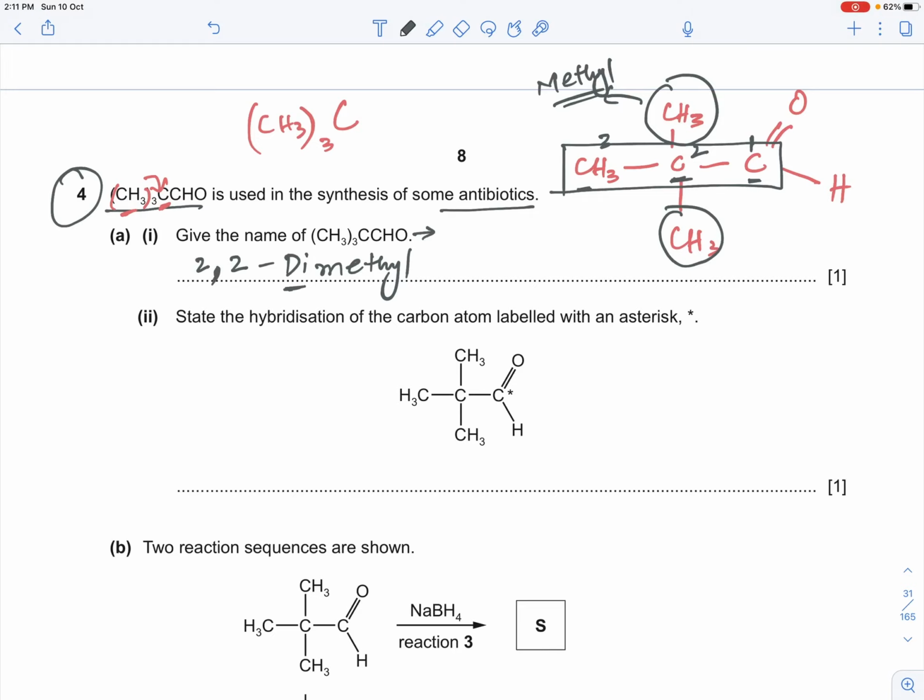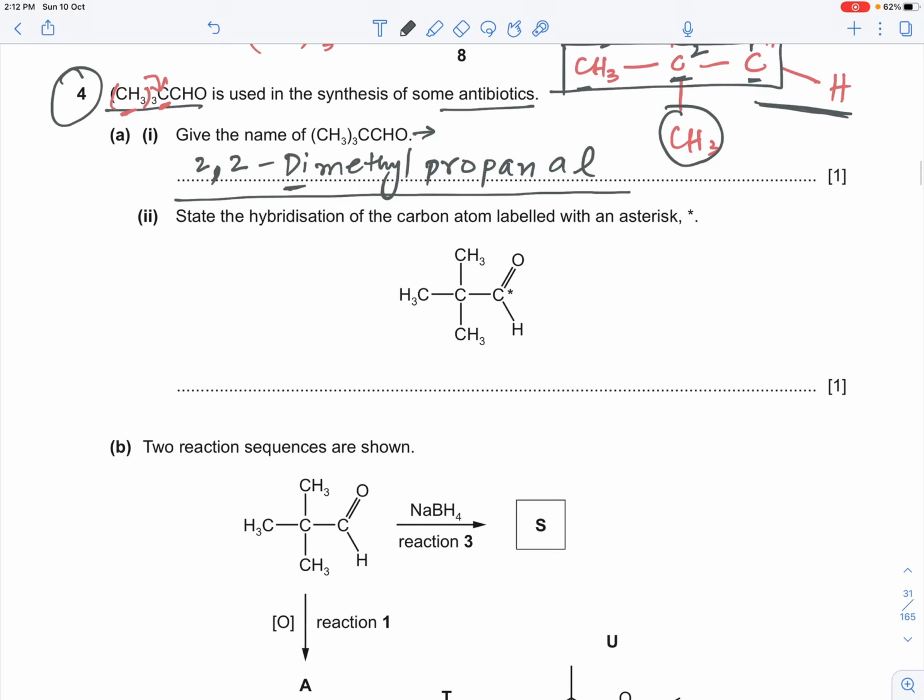2,2-dimethyl, and then we have 3 carbons, that means propane. The chain has 3 carbons, and because it is an aldehyde, the names of aldehydes end with the suffix -al, propanal, and there is no need to tell the position of the aldehydic group because the aldehydic carbon will always be on carbon number 1. So this is 2,2-dimethylpropanal.